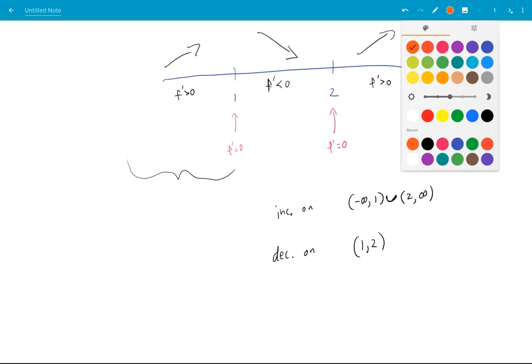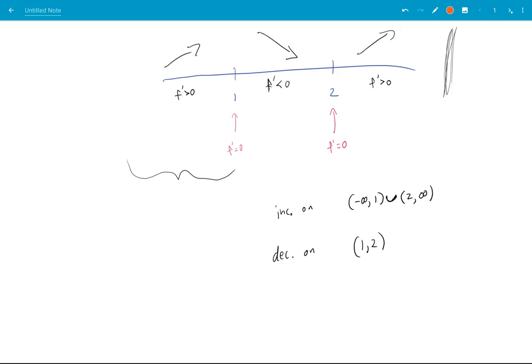If you're paying close attention, you'll ask, why don't I include the 1 and the 2 here? Well, you could if you wanted to, but common practice is just to leave them out, and I believe our textbook just leaves them out.